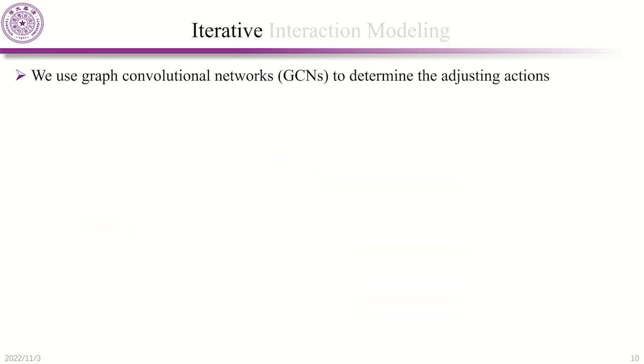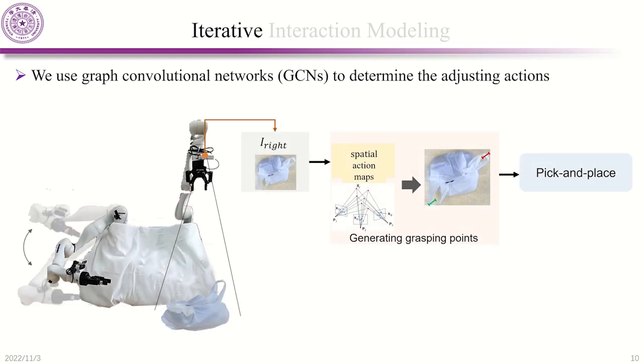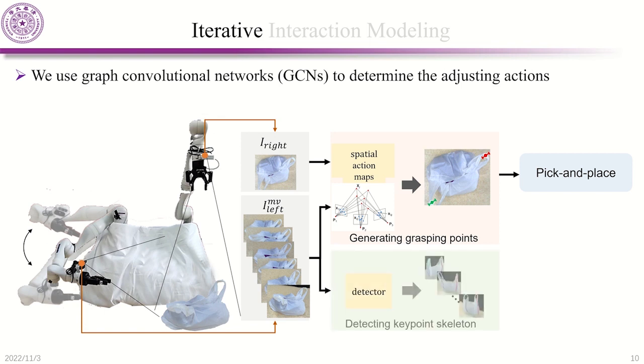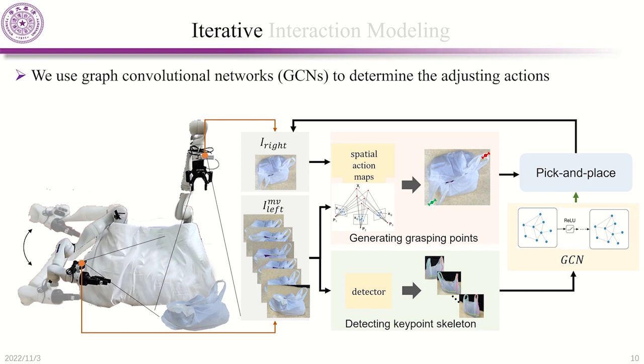We use graph convolutional networks to determine the adjusting actions. The side view images captured by the left camera can lead to a set of key point detections. We send them to a graph convolutional network to determine if the robot needs to perform a grasping action. The graph convolutional network is trained by the collected demonstrations mentioned above. When the graph convolutional network determines to perform node tying, we can go to the next phase.